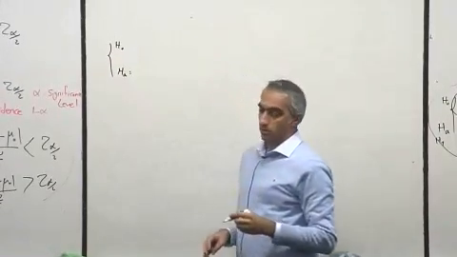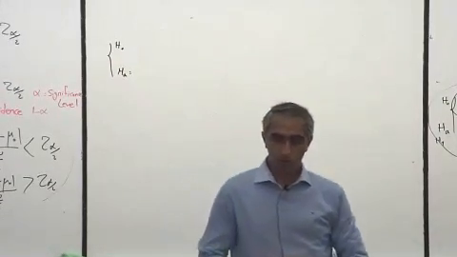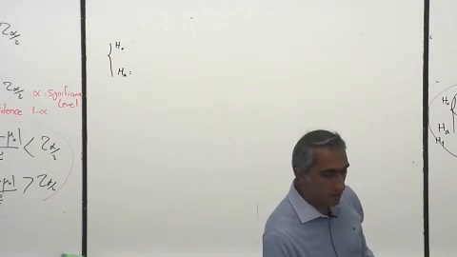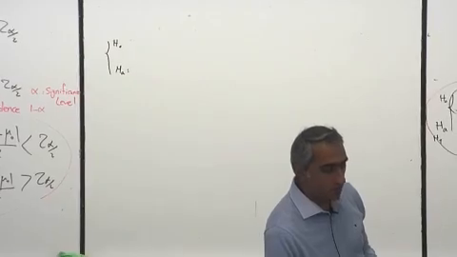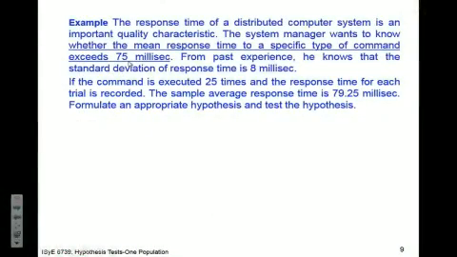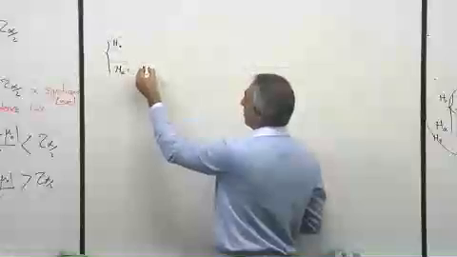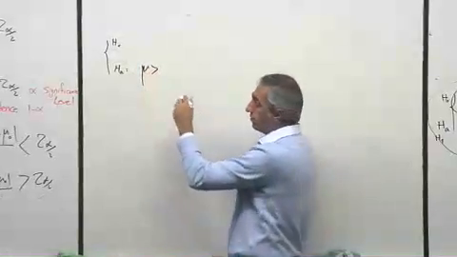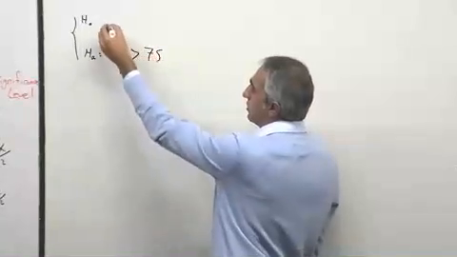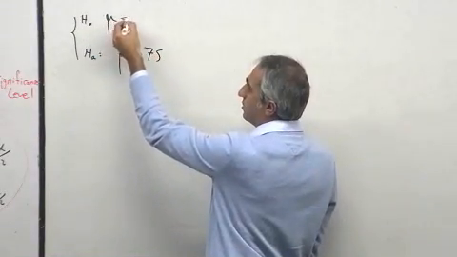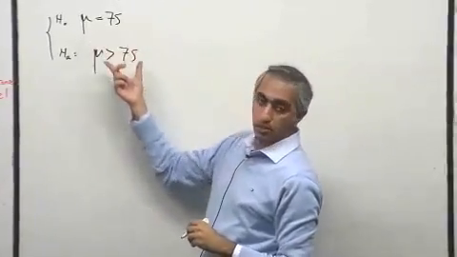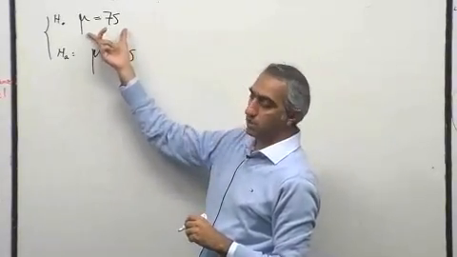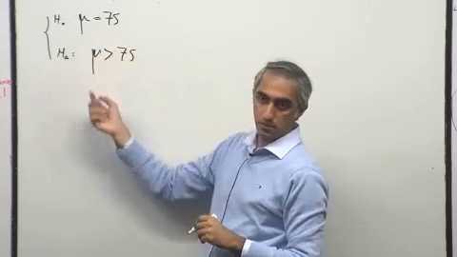So what is our claim, or what we want to investigate? Is the mean response time greater than 75? Okay, so we always put it where? On H alternative. And what is our H null? Equal. So if we reject H null, then we can say it's greater than 75.